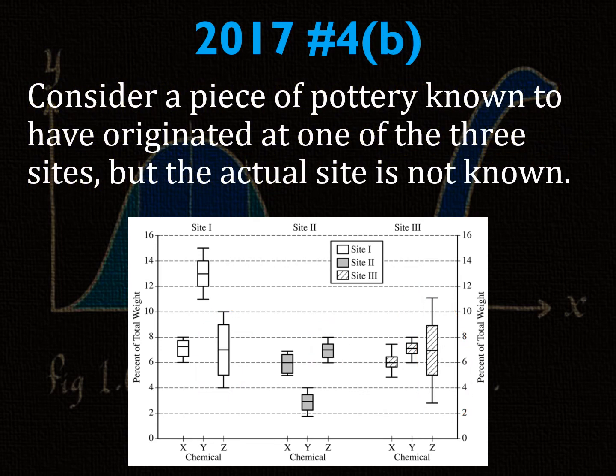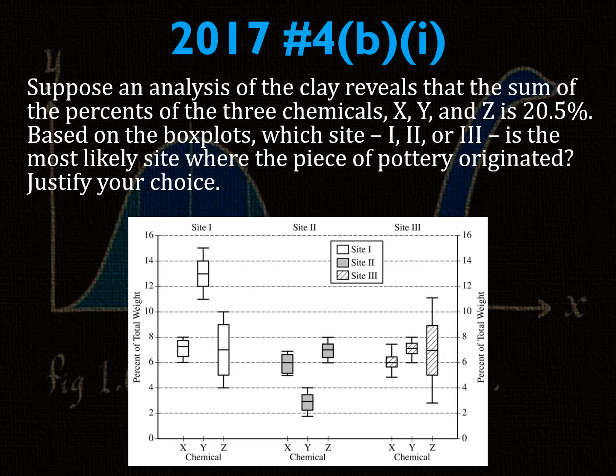B, consider a piece of pottery known to have originated at one of the 3 sites, but the actual site is not known. Part 1, suppose an analysis of the clay reveals that the sum of the percents of the 3 chemicals X, Y, and Z is 20.5%. Based on the box plots, which site, 1, 2, or 3, is the most likely site where the piece of pottery originated? Justify your choice.